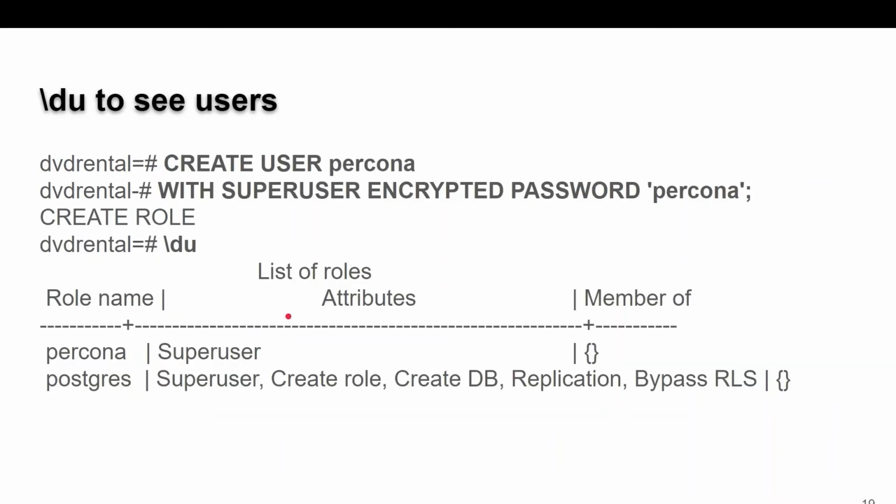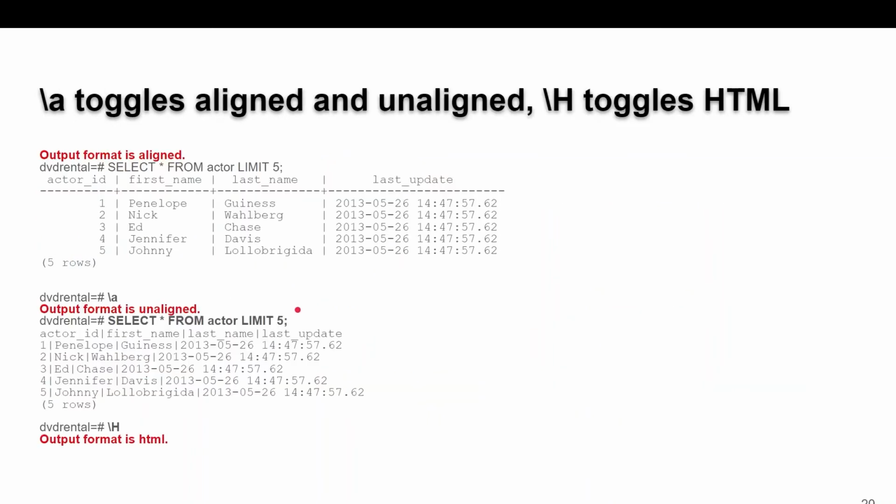Now, if you want to see who the users are, you type in slash du. So if we come along and create a user called Percona with super user encrypted password, and the password is Percona, it comes back and says it's created a role for us. So type in du, we can see that user is out there.